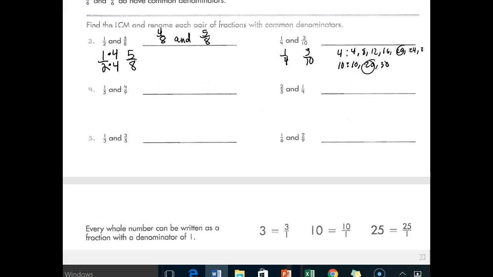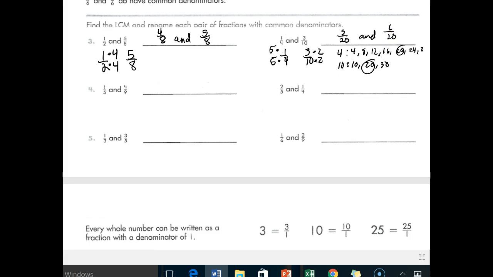So basically you ask yourself, what number do I have to multiply this one and this one by to get them to 20? Well, this one I multiply by 5, and this one I multiply by 2. And so I have 5 over 20 and 6 over 20.